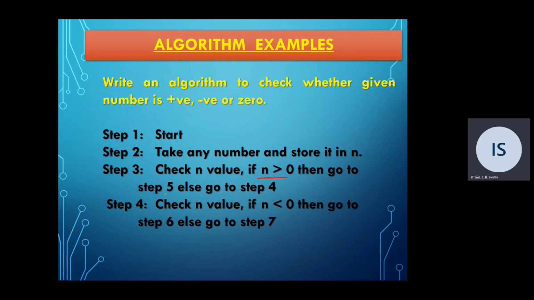then we go to step 5. So under step 5, we can write it as print positive number. If it is less than 0, we write step 6 as print negative number, and then go to step 7. So step 7, what do we do? You can stop.